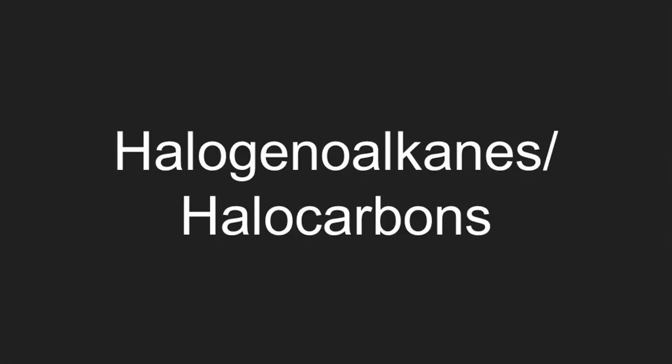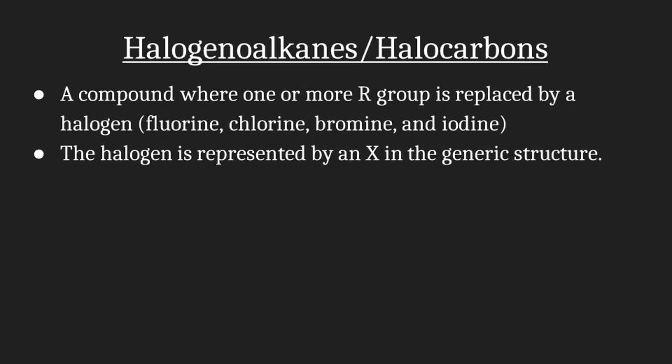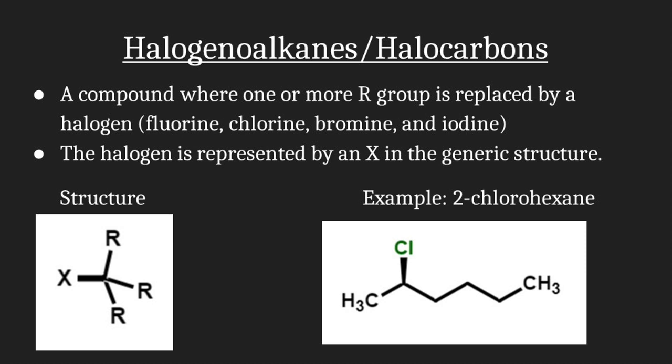The next type of functional group we are going to discuss are halogenoalkanes or halocarbons. That is the functional group itself, as there is no other real functional group that's similar to this one. So a halogenoalkane is a compound where one or more of the R groups on the carbon is replaced by a halogen, that being a group 17 element, such as fluorine, chlorine, bromine, and iodine. So instead of the R in the structure, we replace it with an X, as seen below. And a good example of this is 2-chlorohexane, where instead of a hydrogen or a carbon, a chlorine is present.